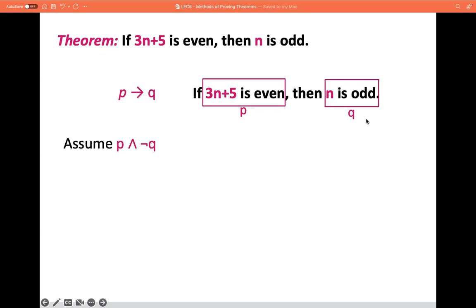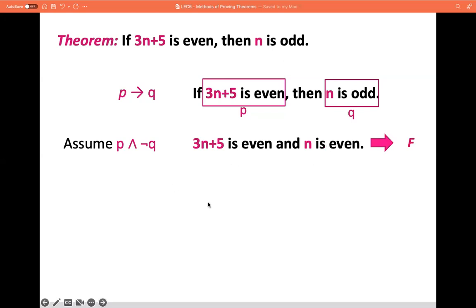And by contradiction, we can assume p and not q. So restating this original statement into the p and not q form, we have 3n plus 5 is even, and the negation of q will give us n is even. So we have p and not q as 3n plus 5 is even, and n is also even.